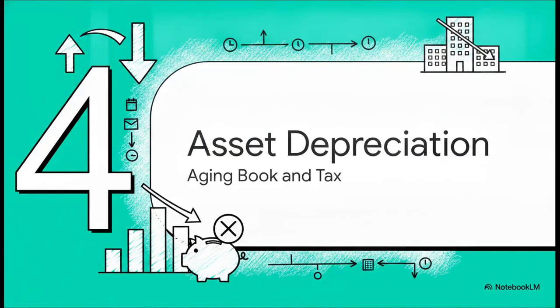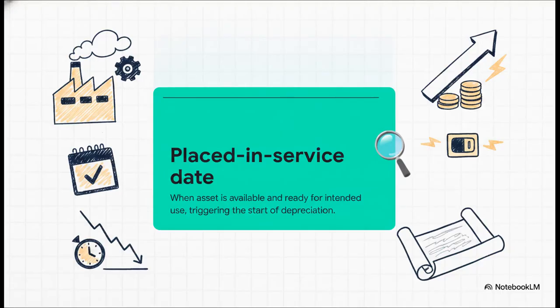Let's look at Section 4. Calculating asset depreciation, aging book and tax. All right, so we're entering the aging phase, where we systematically reduce the asset's value over time, for both financial reporting and tax purposes. But when does the clock actually start? It all hinges on the placed in service date. This is the exact moment an asset is available and ready for its intended use.